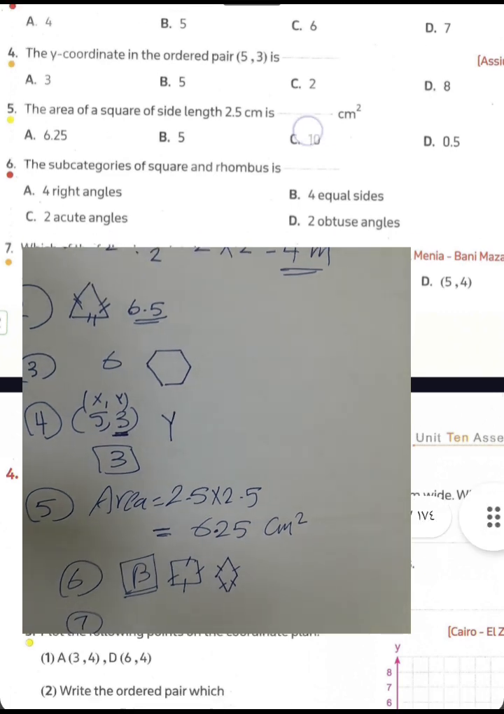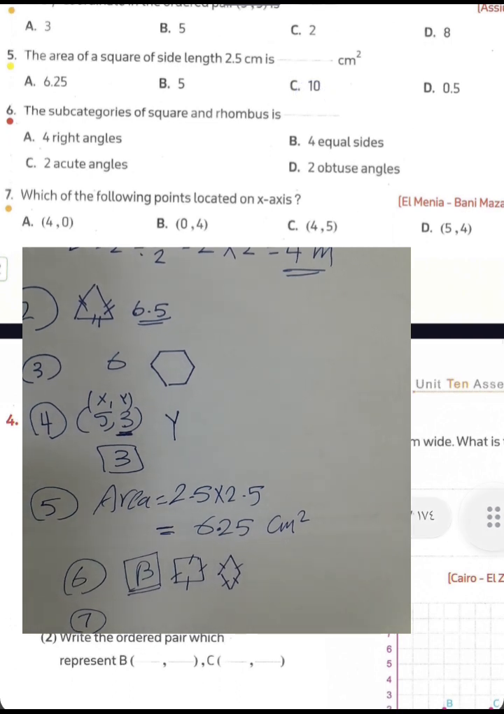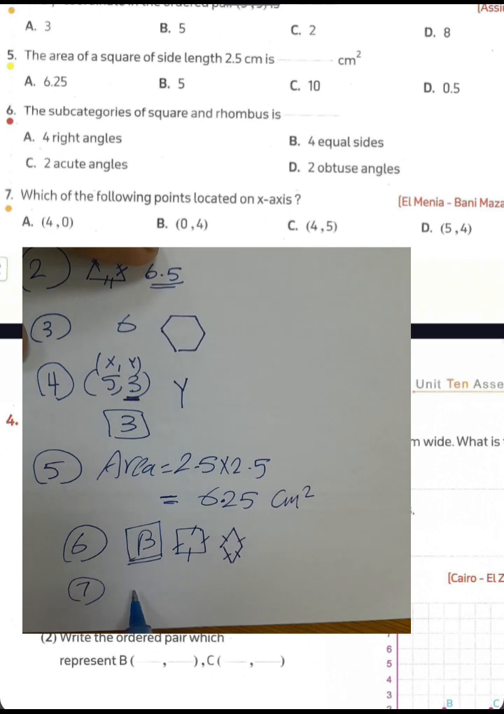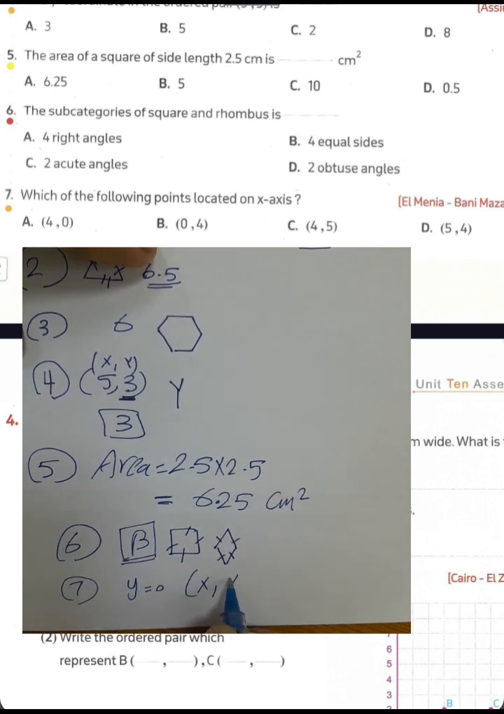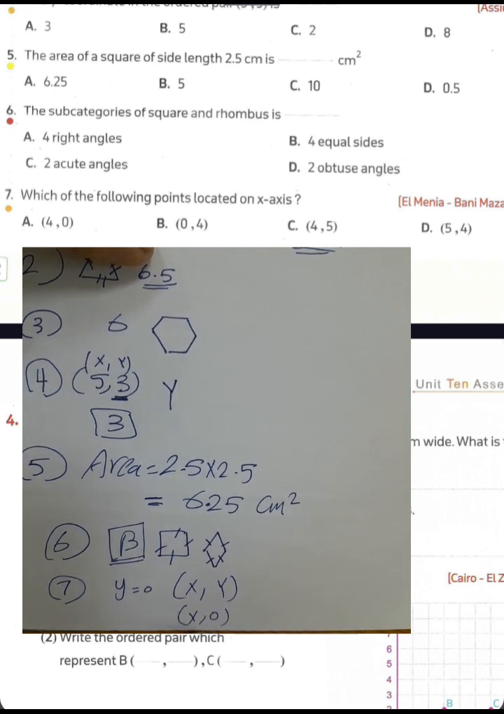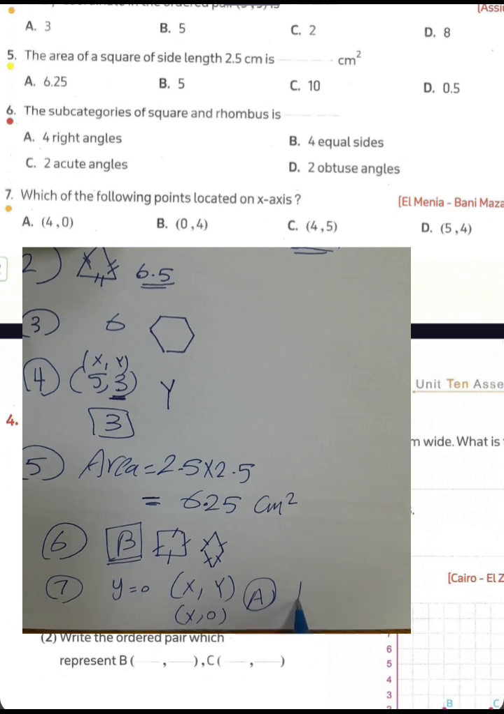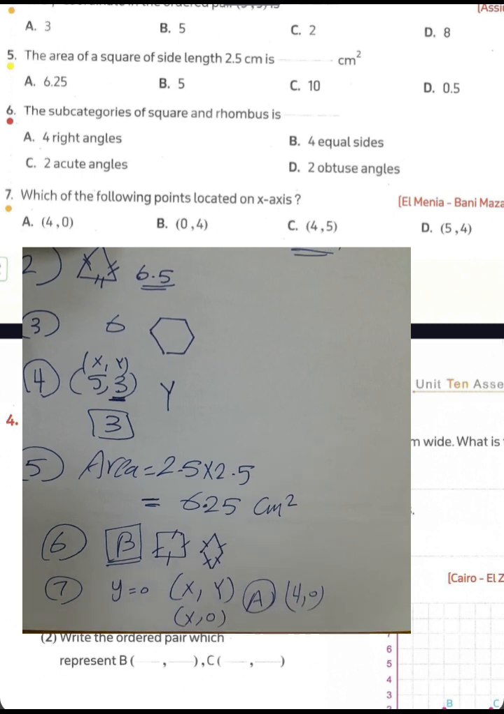Question 7. Which of the following points is located on the x-axis? If the point is located on the x-axis, it means y equals 0. Any point consists of x and y, so you must choose the point where y equals 0. We must choose a number and 0. Choose letter A, where we have 4 and 0.